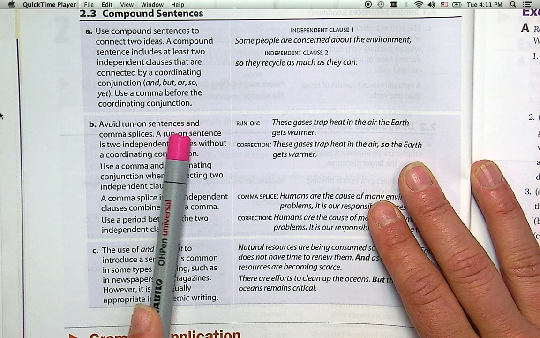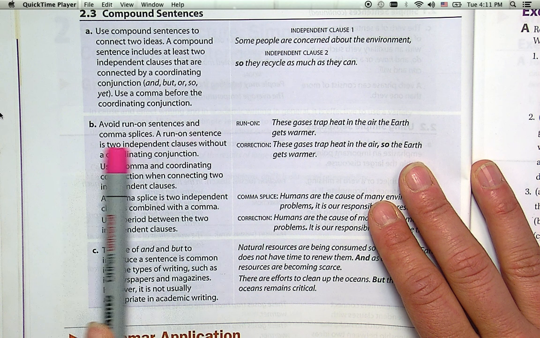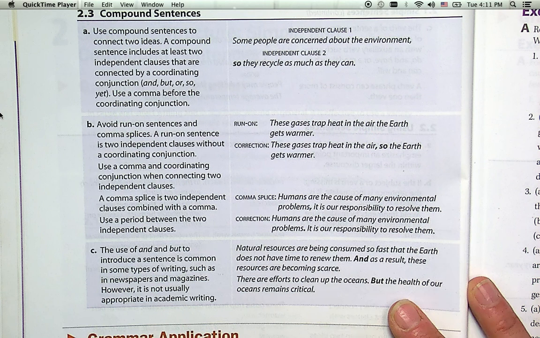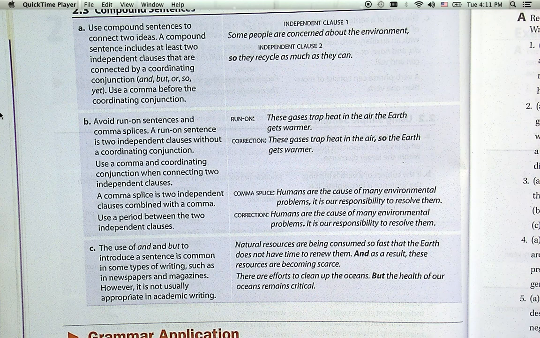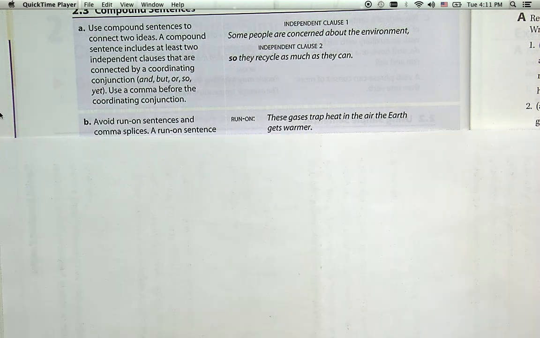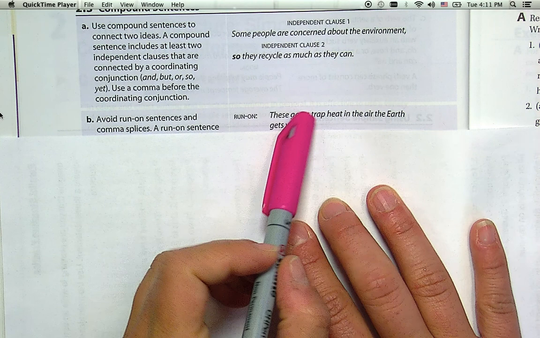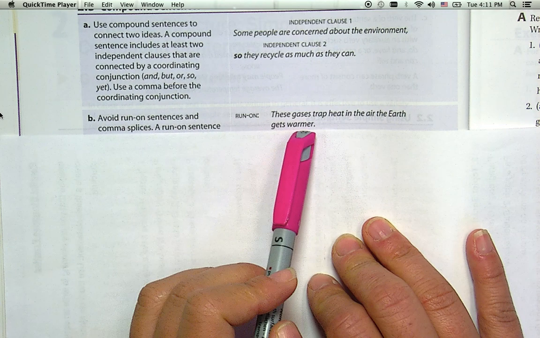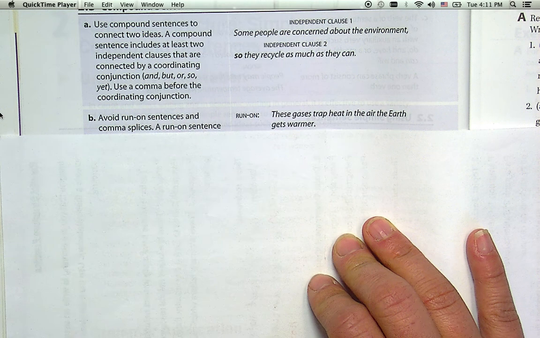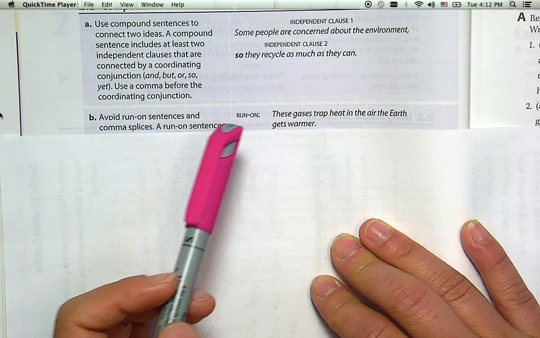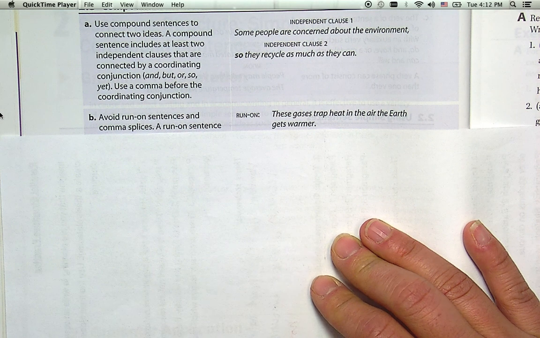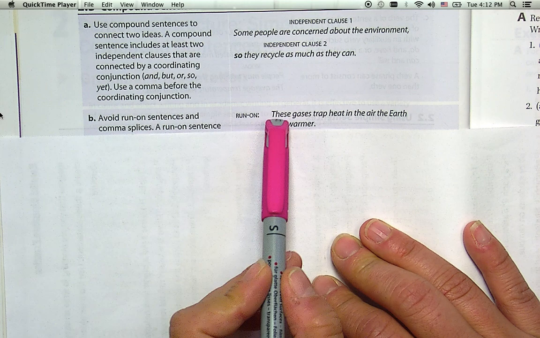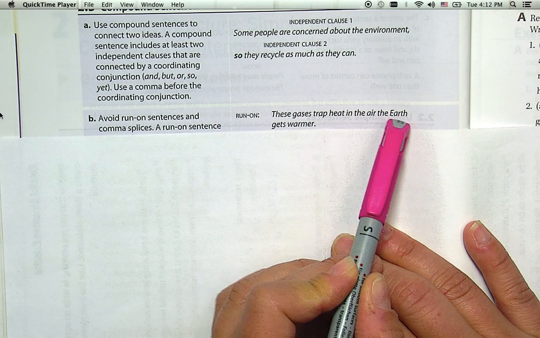Avoid run-on sentences and comma splices. A run-on sentence is two independent clauses without a coordinating conjunction or a period. Let's take a look. Run-on sentence example: These gases trap heat in the air, the earth gets warmer. You see, it's even difficult for me to read it because it's hard to see what's happening here.